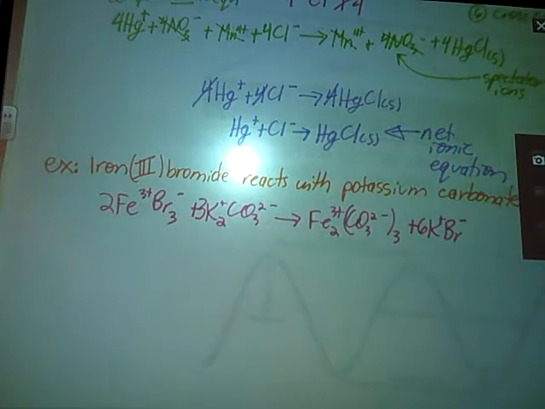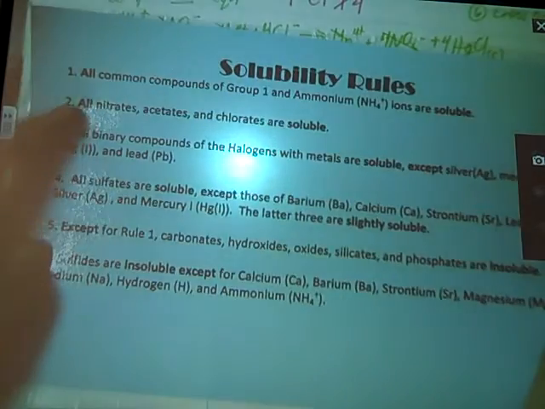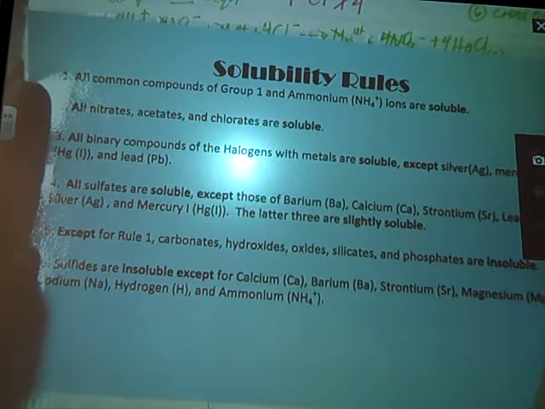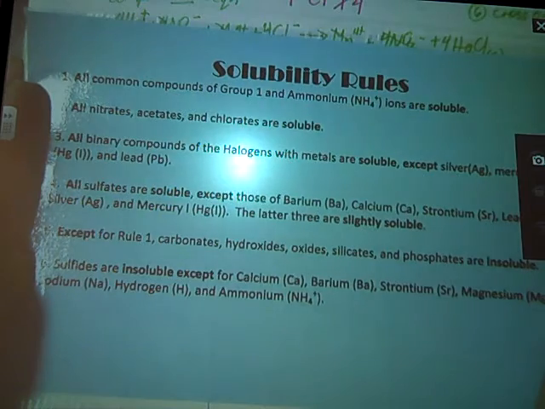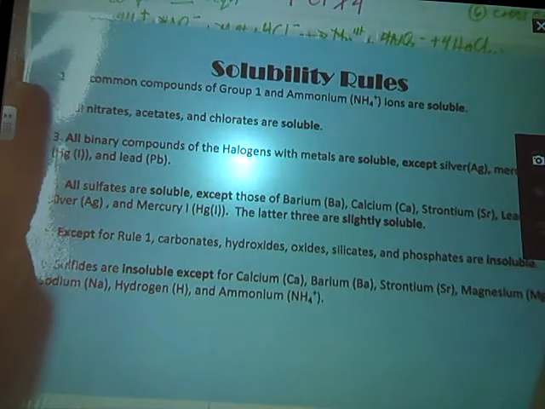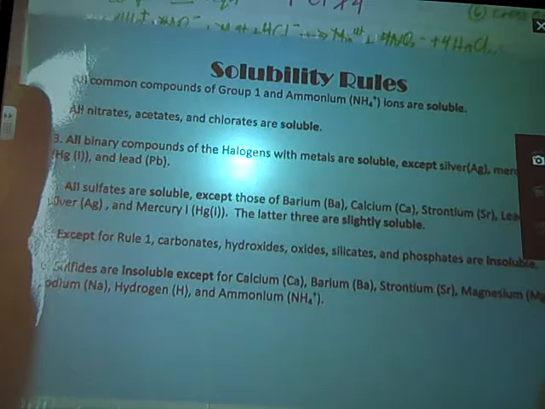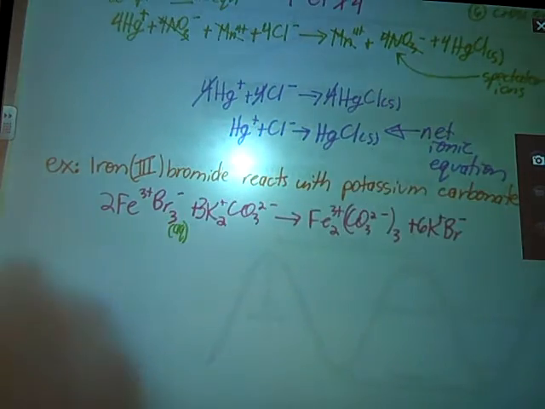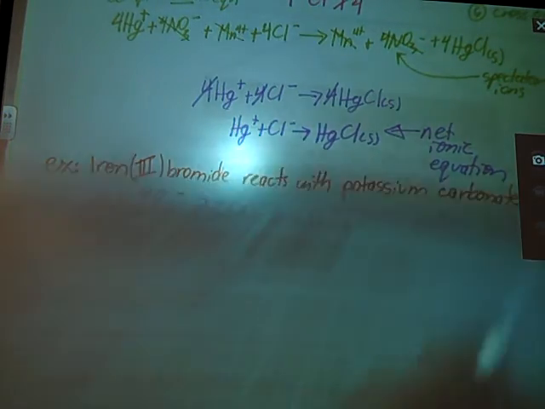So, FeBr3. So let's see. Which rule does that fit? Number 1, group 1, ammonium. Nope. Group number 2, nitrates, acetates, chlorides. Nope. Number 3, binary compounds of halogen and a metal. Hey, iron is a metal and bromine is a halogen. And iron is not one of those exceptions. He is aqueous.